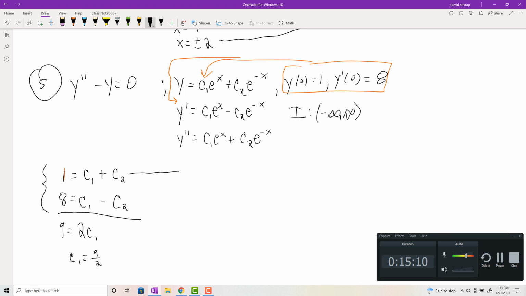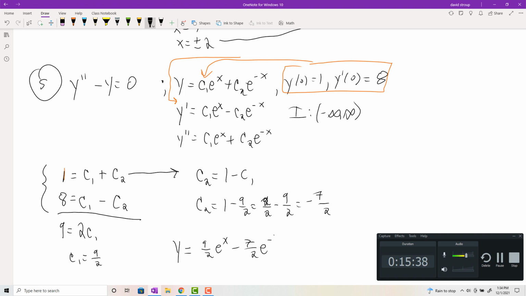Then I could use this first equation and rewrite it as c2 equals 1 minus c1, and then substitute in 9 halves. So c2 will be 1 minus 9 halves, which will be 2 halves minus 9 halves, which will be negative 7 halves. So my particular solution is going to be y equals 9 halves e to the x minus 7 halves e to the negative x.